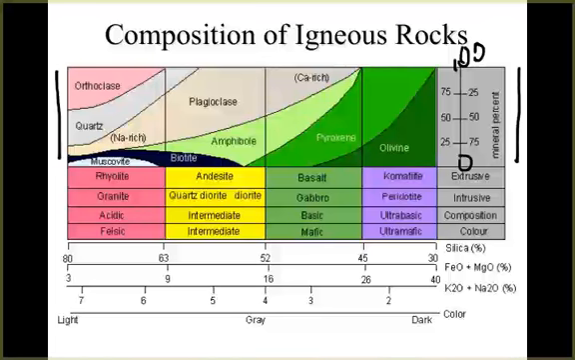Down here, you've got a volcanic rock name, a plutonic rock name, and then the generic terms felsic, intermediate, mafic, ultramafic for what those correspond to.